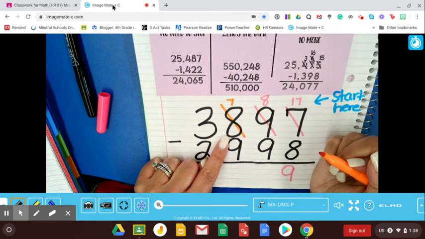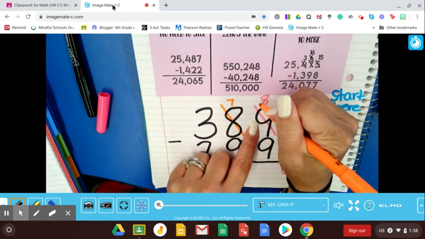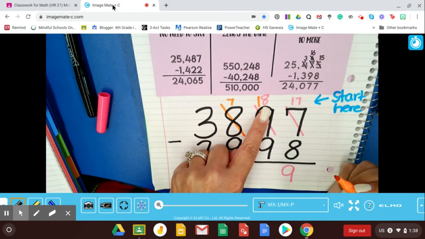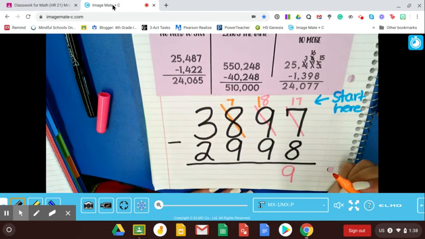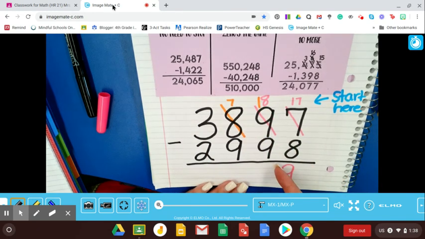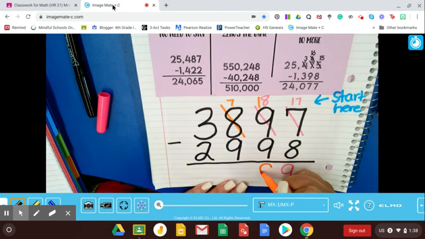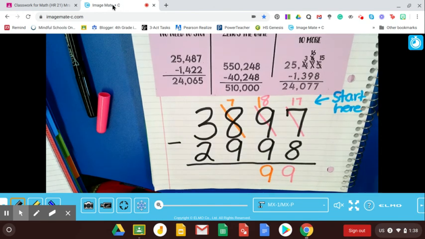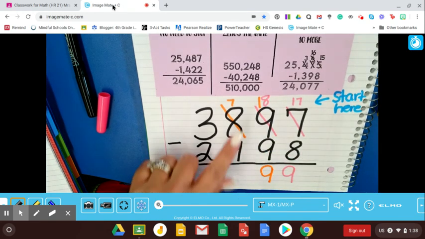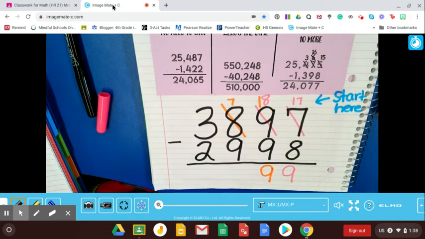Leaving him with 7 people at his house, the one person comes over, stands in front of the 8 that's there, making it 18. Now I have 18 minus 9. Can I do it? I sure can. 18 minus 9 is 9. Then I'm going to go to my hundreds place. I have 7 minus 9. Can I do it? Nope, can't do that.